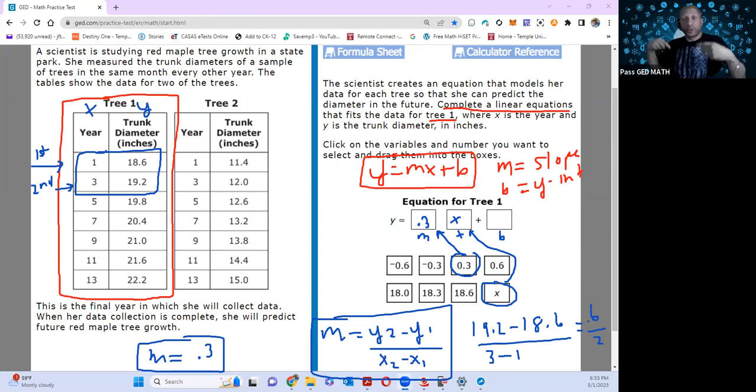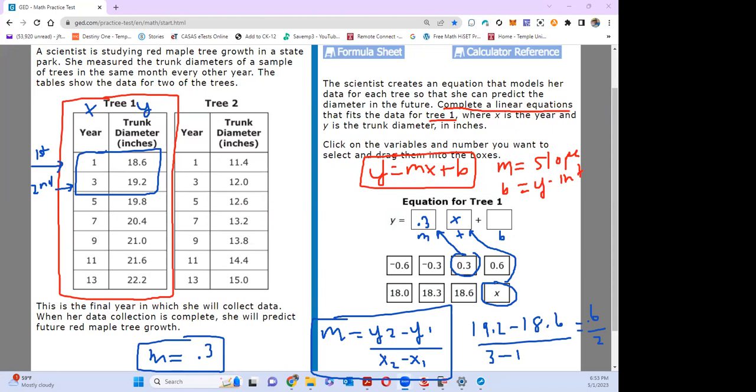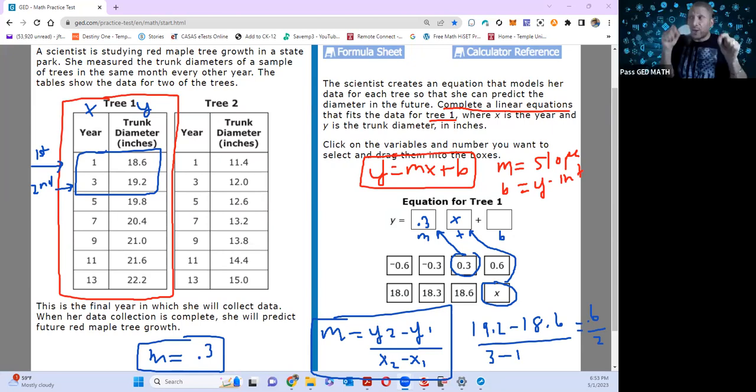But remember, look how we started. We read the problem first. We identified that they want a linear equation. We know the most common form of a linear equation is y equals mx plus b. We know m stands for the slope and b stands for the y-intercept. We know how to find the slope from 2 points: y2 minus y1 over x2 minus x1. So we know our slope is 0.3, and our equation is going to start with y equals 0.3x.